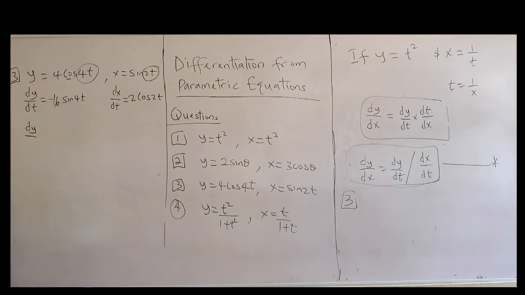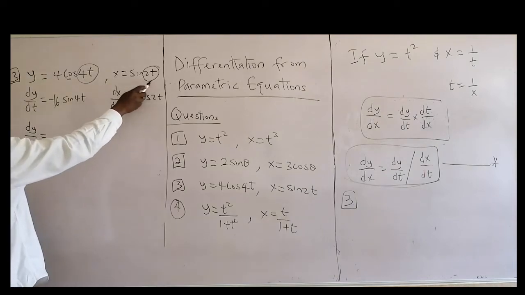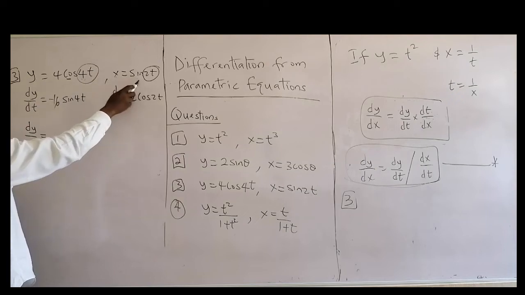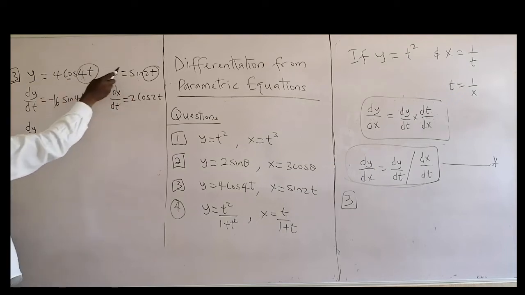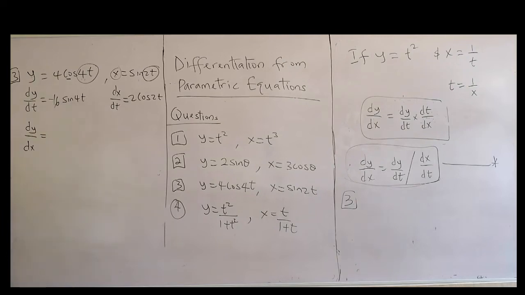So we can get the dy/dx, which is equal to what? And I want to give you a hint. Look at it. You have y as a function of t, and you have x as a function of t. Both of them are functions of t. So dy/dx will be equal to dy/dt, minus 16 sin 4t, over dx/dt. That's 2 cos 2t.